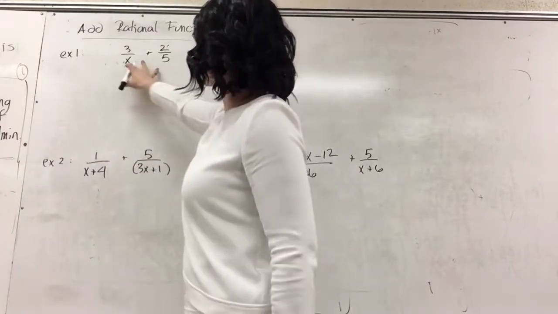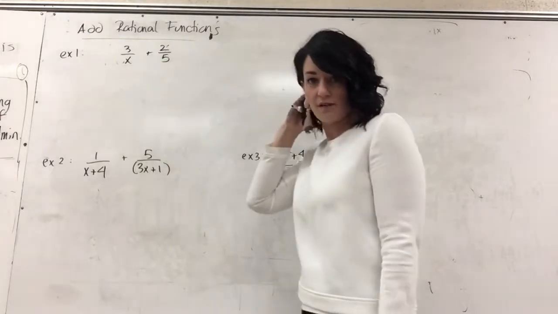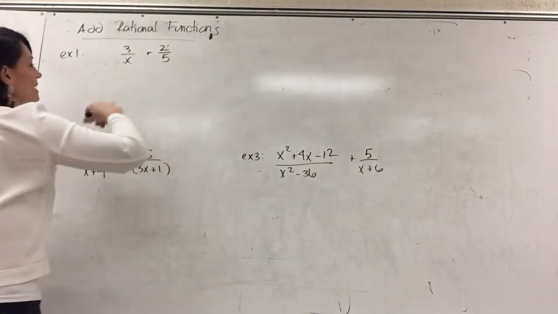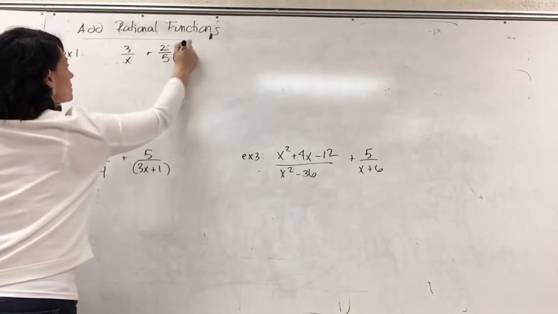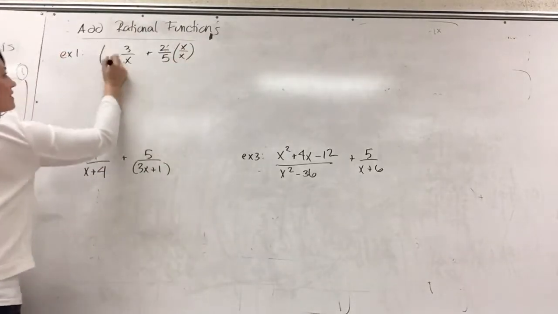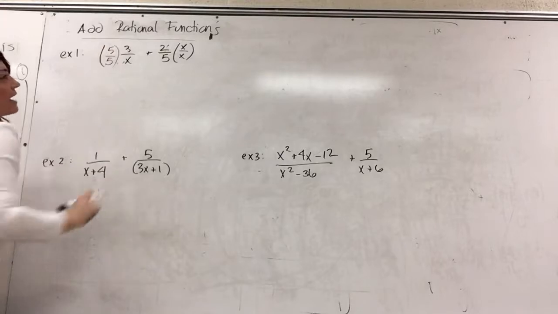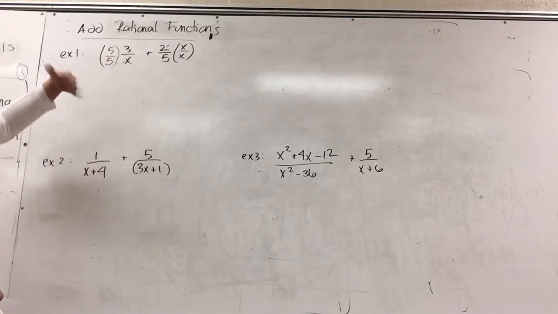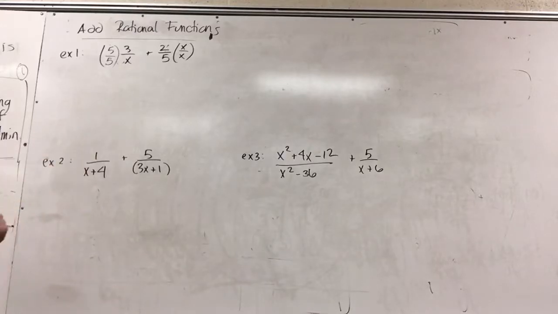So for this one, we do a little bit of investigating. Always factor first if necessary, and say what does this common denominator need to be? It needs to be 5x. So what I need to do is multiply this side by x over x and this side by 5 over 5. And why that is legal mathematically is multiplying something by 5 over 5 is just multiplying something by 1. So you're not even changing anything.